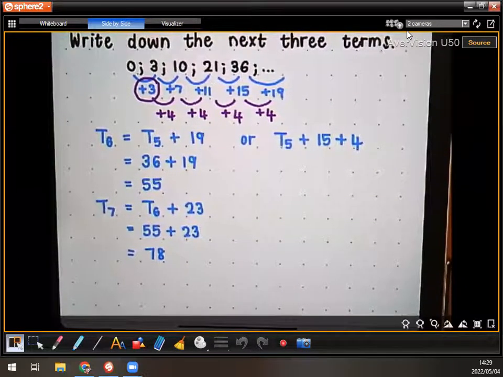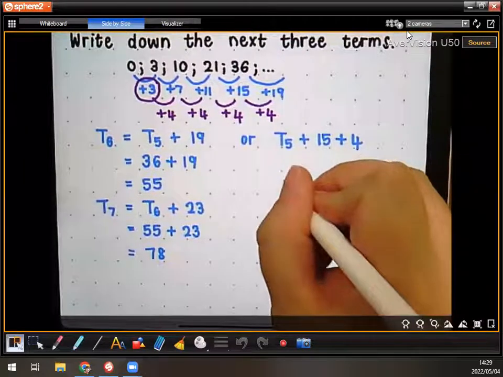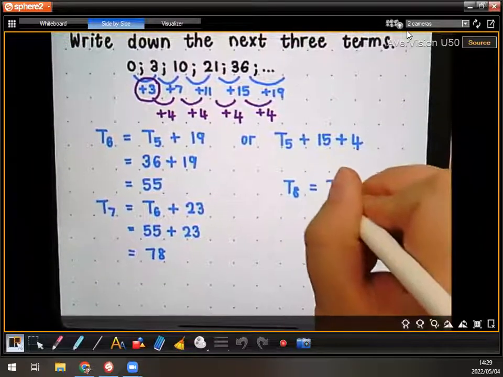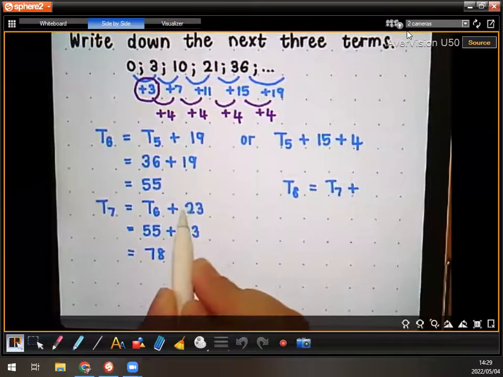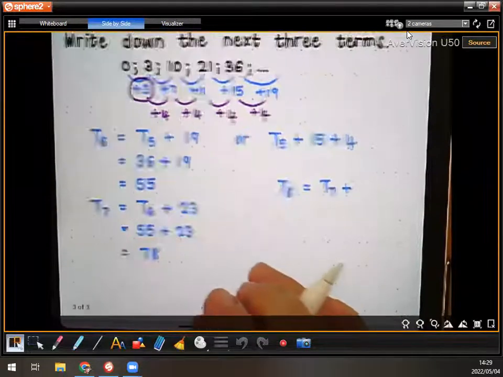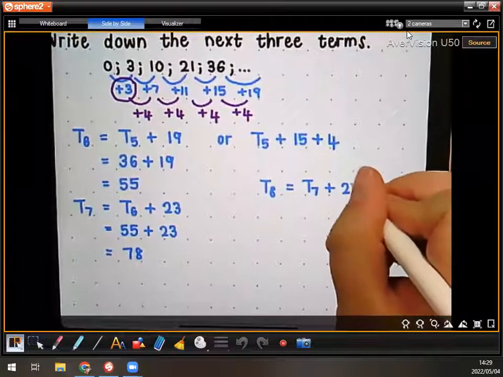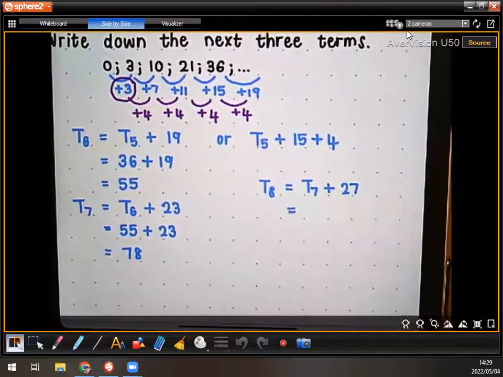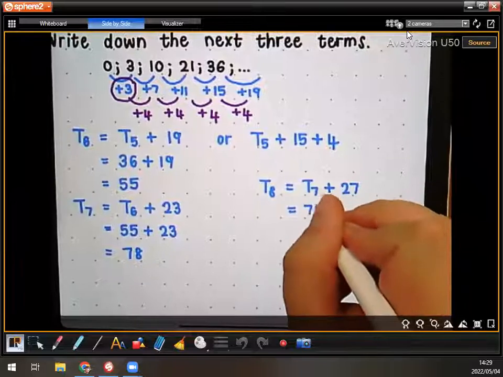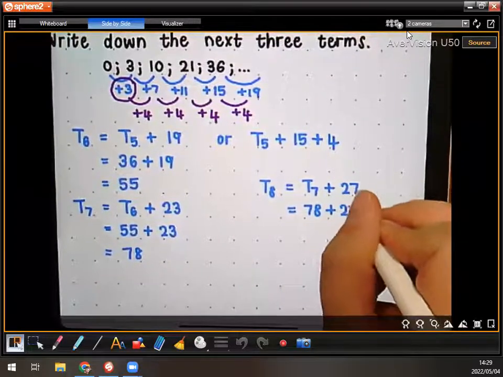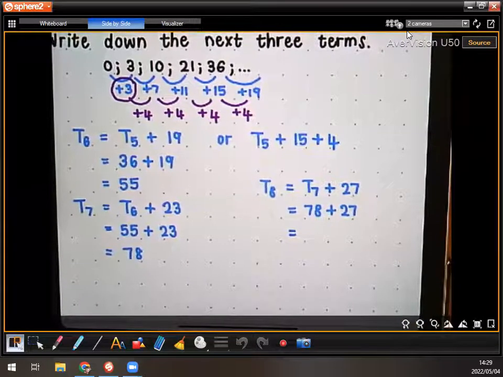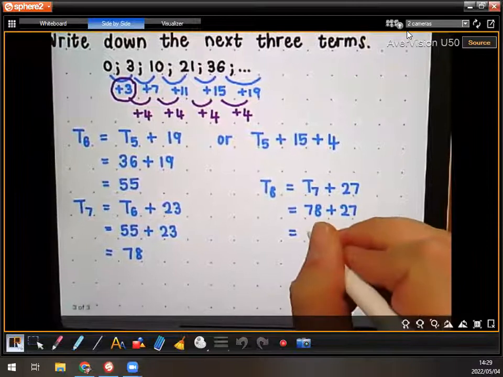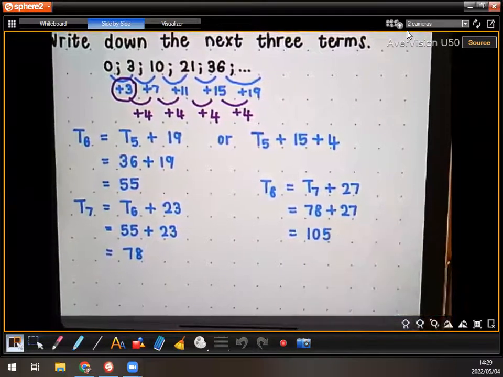And then the last one, because they asked for the next 3 terms, right? So we need to do 6, 7, 8. I'll just do it on the side here. Term 8 is going to be term 7 plus, again, 4 more than the number we added the last time. So 27 this time. So that is going to be 78 plus 27. Is this now 105? Okay, so 105.